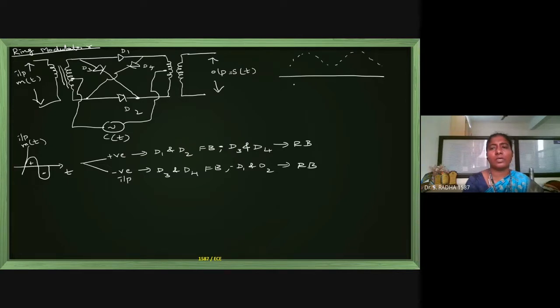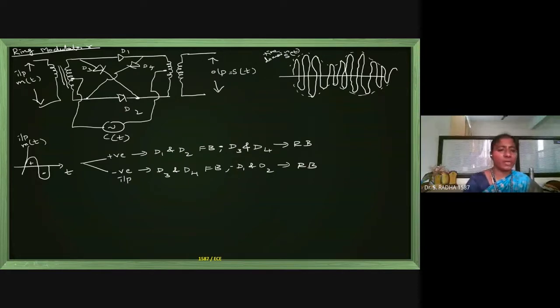You know how the output in AM looks. This is the outer shape, then inside is a high frequency sine wave. The amplitude will be similar to the message, the outer shape will be similar to the message, and in the interior it is the high frequency carrier signal. This is s of t in the time domain. Spectrum means frequency domain.